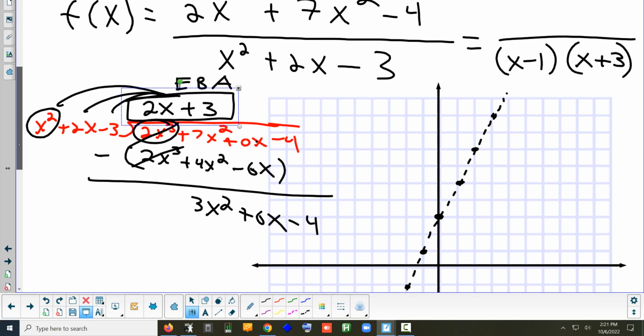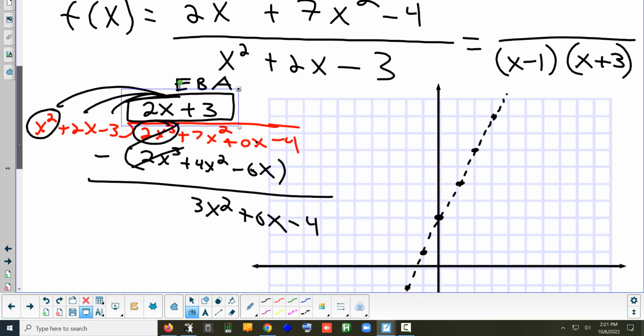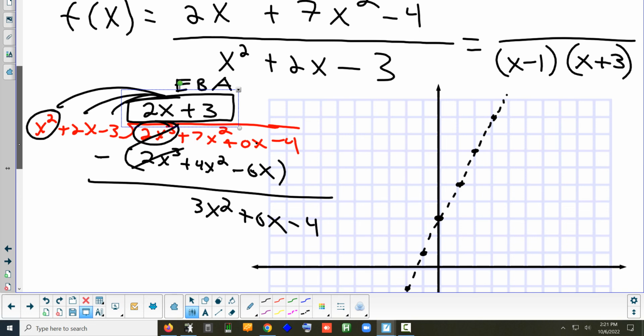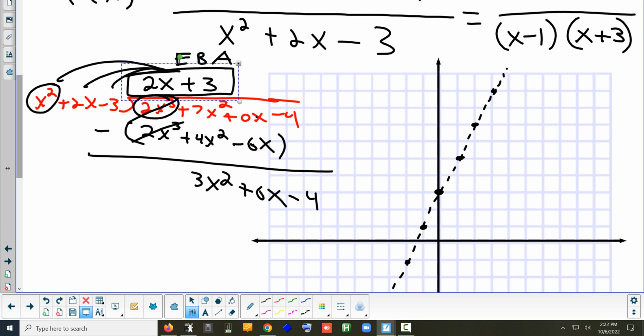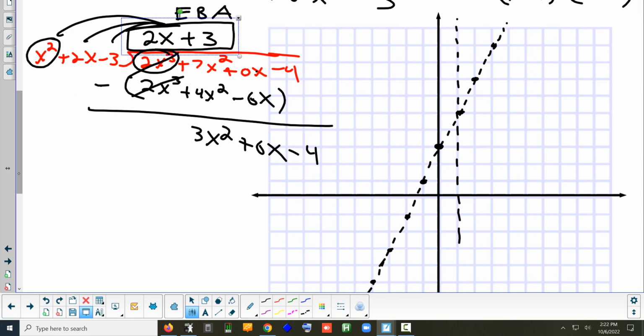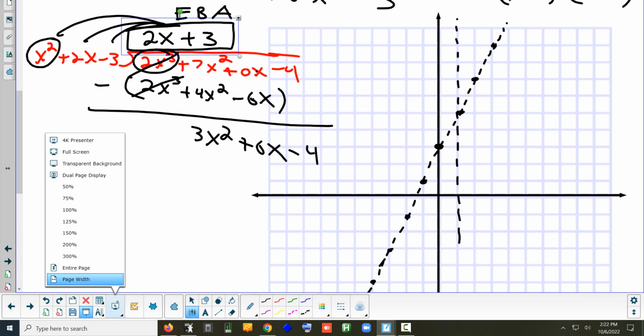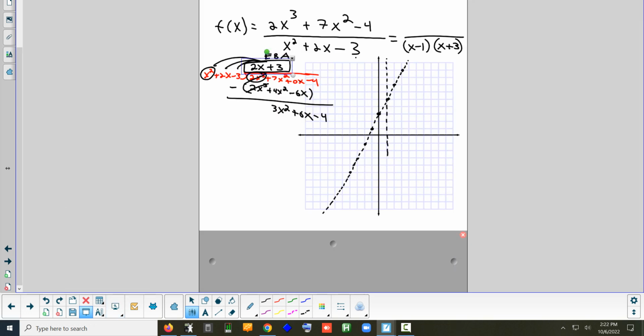So, where is one of my vertical asymptotes? Paige, you tell me where one of my asymptotes would be? 1. Yep. So let's put a dotted line on 1. And where would my other one be? Yeah. Negative 3. So let's put one at negative 3.